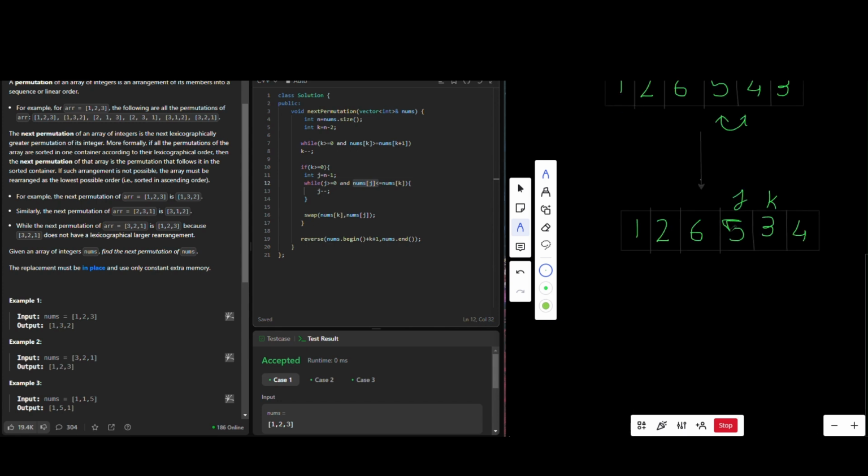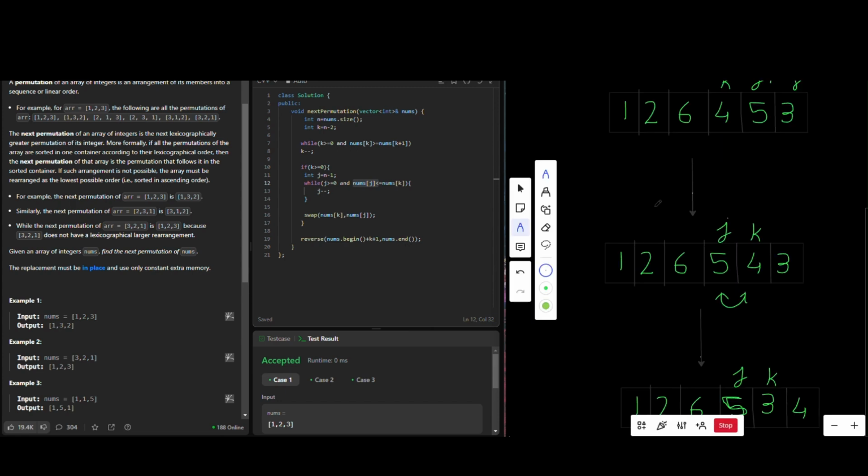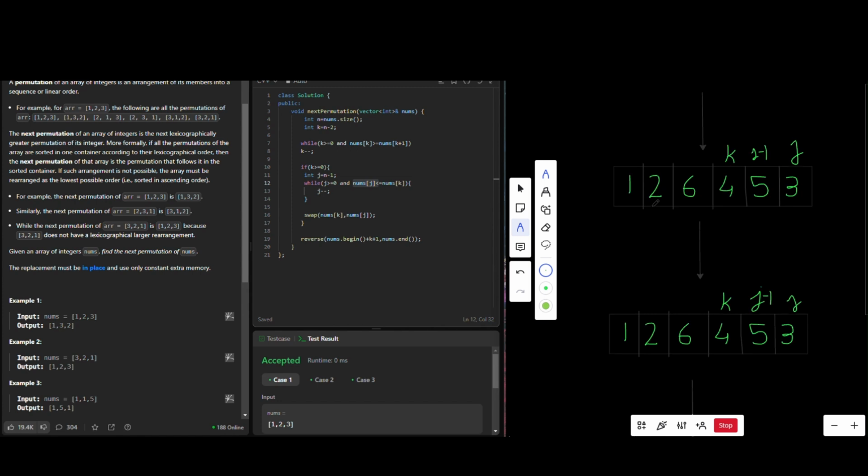So 5 was swapped, so we just reverse the remaining right portion, which is 4 and 3, reversed to 3 and 4. So this is how we reach the solution we're looking for, and this is the approach which interviewers are looking for when they ask you to write the most optimized version of the code. So I hope you get what I'm trying to explain. And if you're stuck at any part during my explanation, just rewatch the video and I hope you'll get it.